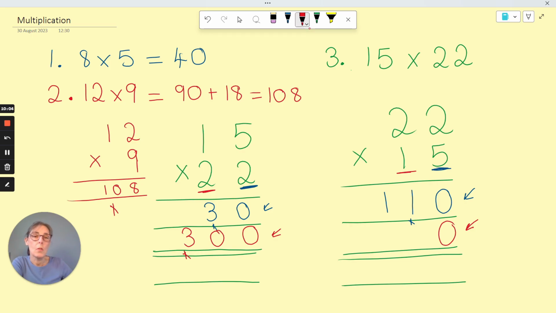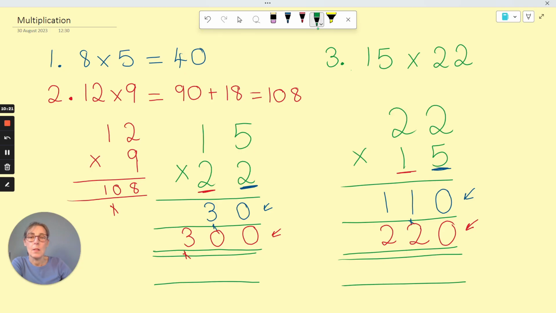1 times 2 is 2. Well, it's 10 to, oh, what did I do with that 2 then? That went a bit funny. 1 times 2 is 2, and 1 times 2 is 2.